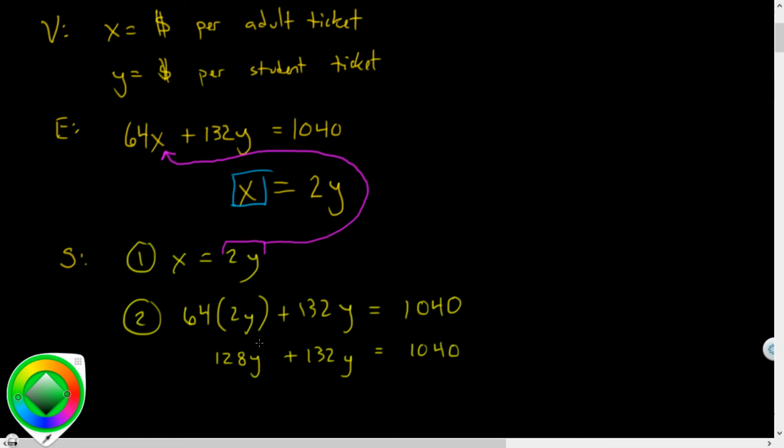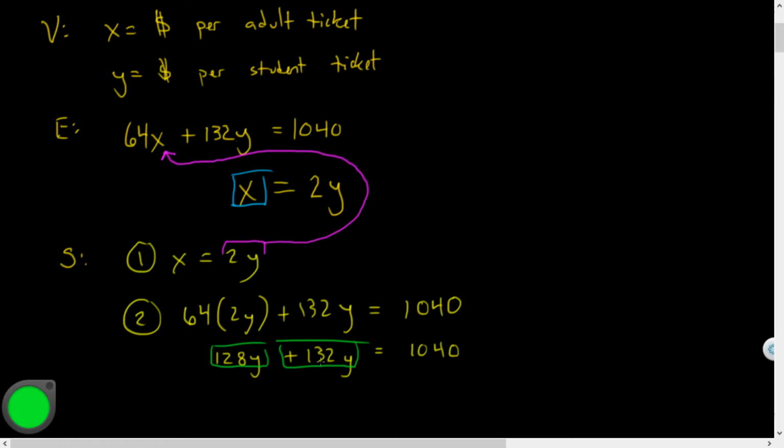I've got some like terms. Let's get those like terms together. So 128 plus 132, 260. Well done. So 260 y's is equal to 1040.